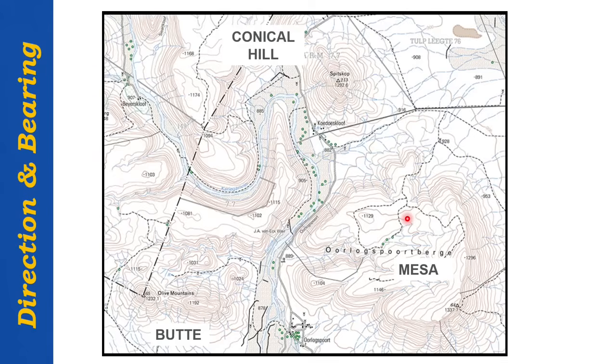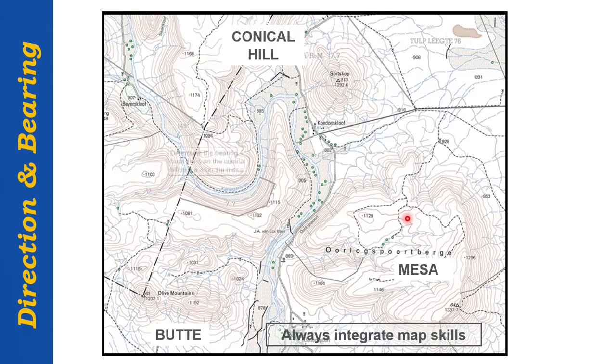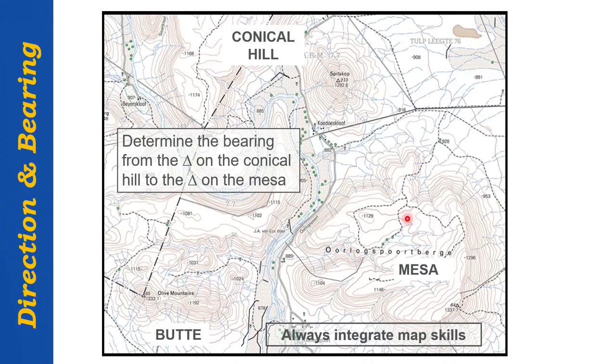On the map, you can then also be asked to integrate map skills. So you could be tested on mesas, buttes, etc., and at the same time be asked to use certain skills. In this case, on that same map, I'm asking you to determine the bearing from the trig beacon on the conical hill to the trig beacon on top of the mesa. The first step, I drew my very straight line in a northerly direction. Then I drew another line joining the two.